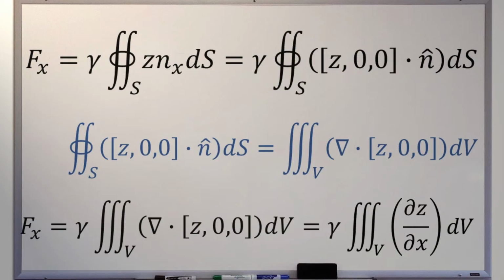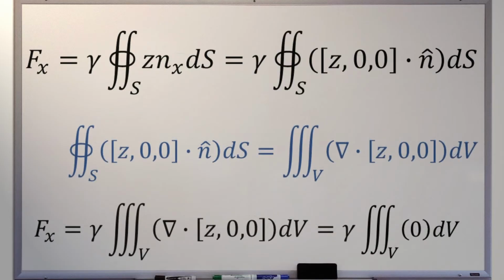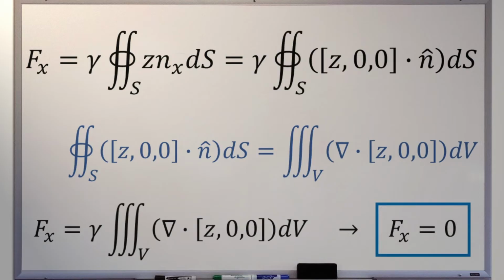Well, z and x are perpendicular dimensions. Z doesn't vary as you take a step in x, so that partial derivative is 0, and of course the volume integral of 0 equals 0. So here we have a really solid mathematical proof that the x component of the force is 0. This is why if you lay in a pool in a certain position or direction, you're not at risk of being pushed to the side by buoyancy, because the x component is 0.